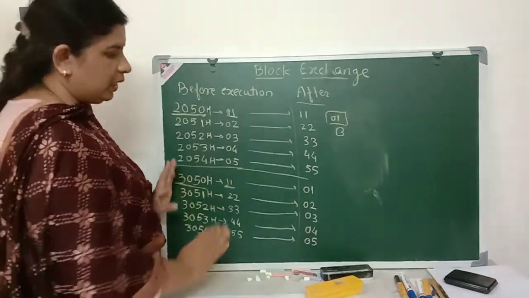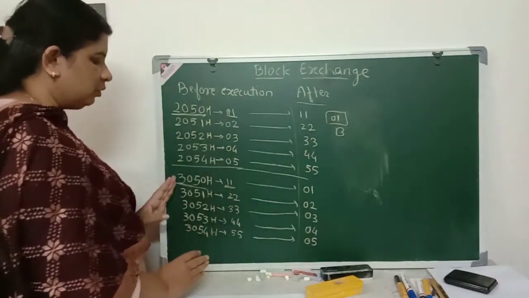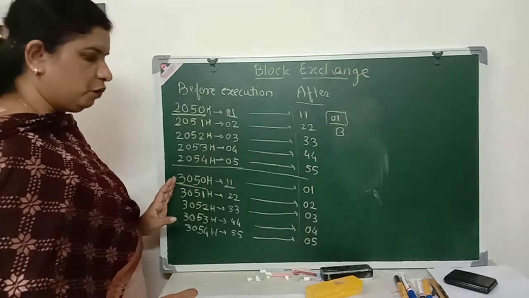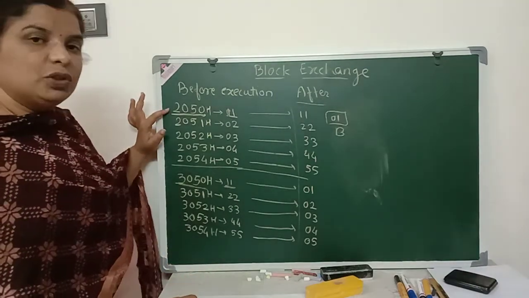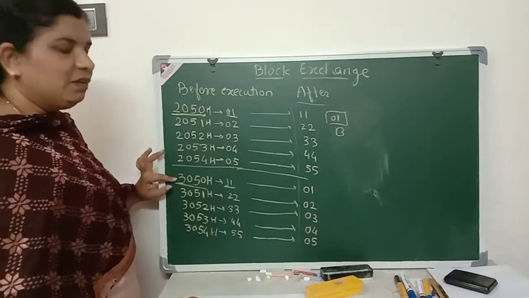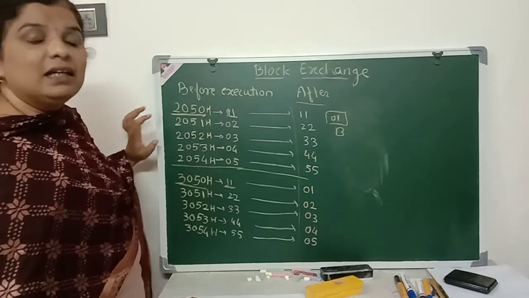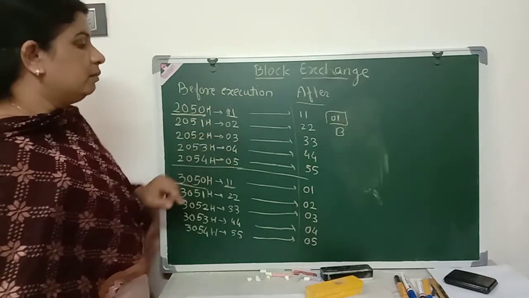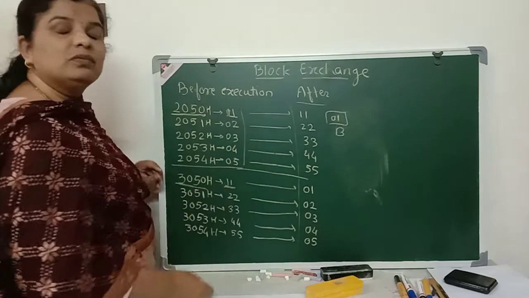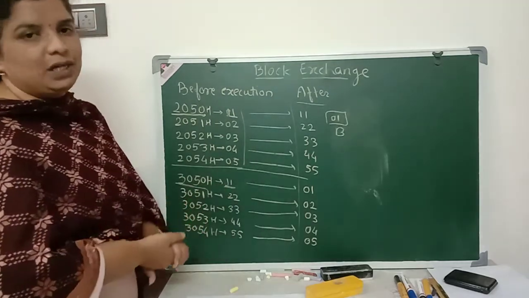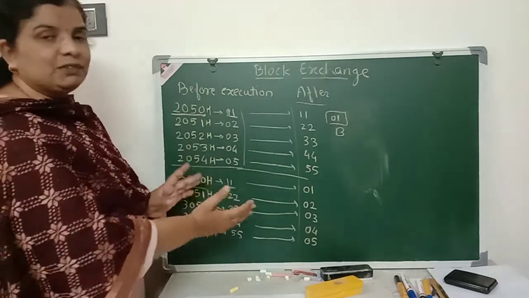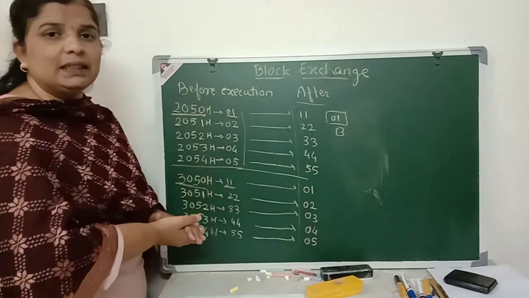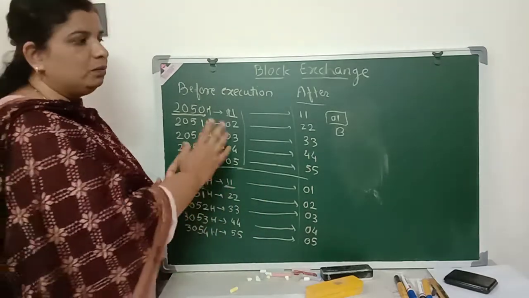Okay, so just remember the starting locations: 2050 and 3050. We need to set pointers for the first block as well as the second block, and then we need to set a counter of 5 because we have to exchange 5 numbers here. Okay, so in the next video we will study how to write the program for block exchange.